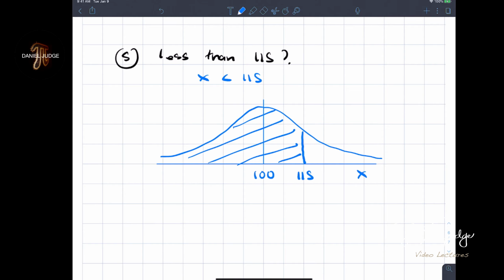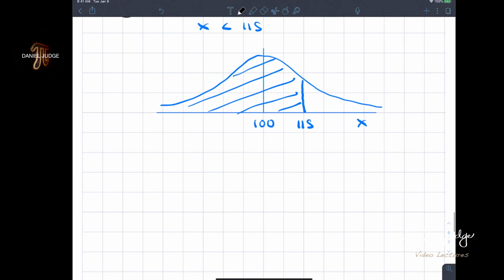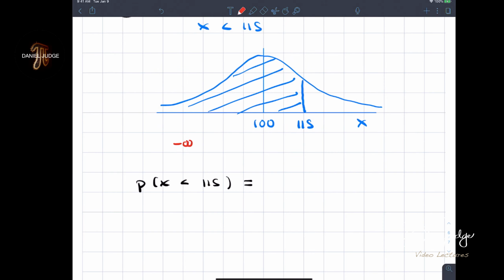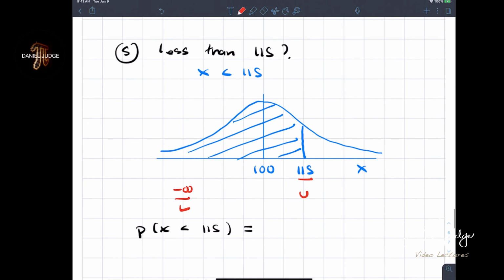Now, if we say we're going to go straight to the TI, probability, X is smaller than 115, right? Let's see what this is. Remember, we have over here what? To infinity and beyond. Lower, upper. Lower, upper. To infinity and beyond. All right.